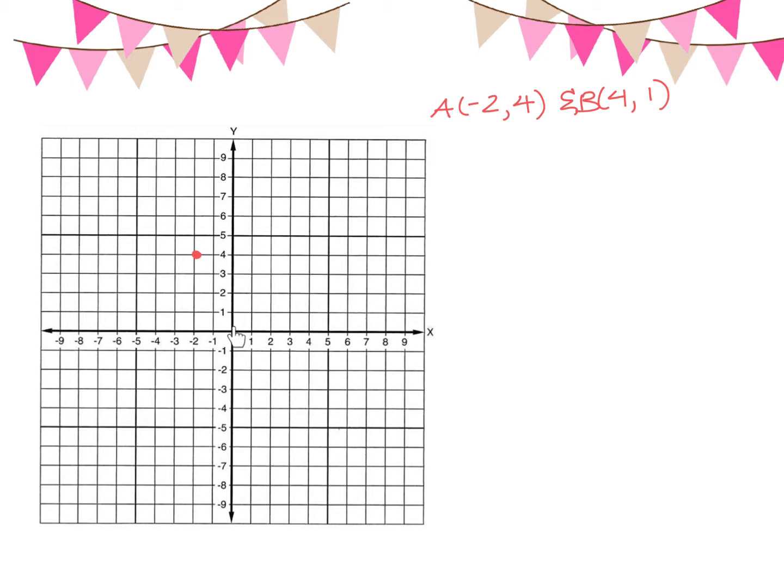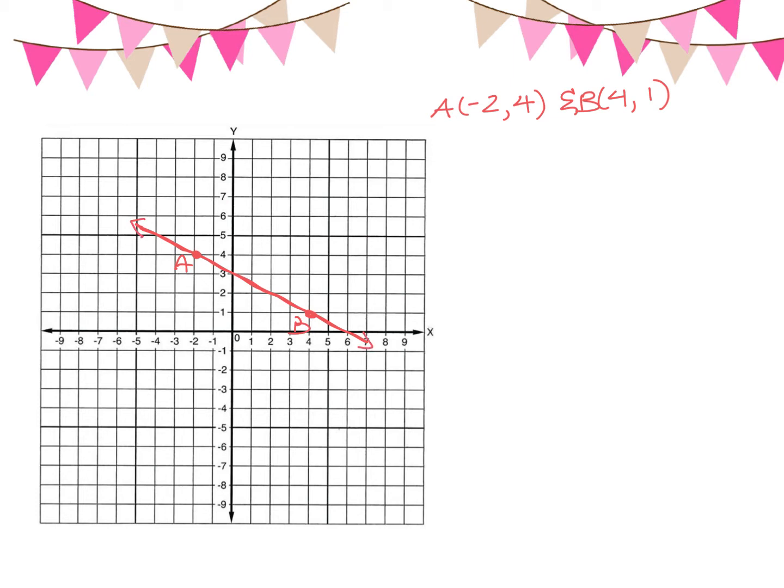Let's go to point B, which is (4, 1). So again, start at the origin, (0, 0). Since it's 4, you go to the right 4 units, and then up 1. Put a dot right there. Okay, next you want to connect the 2 dots, which I already did with my ruler. I'm going to extend it.